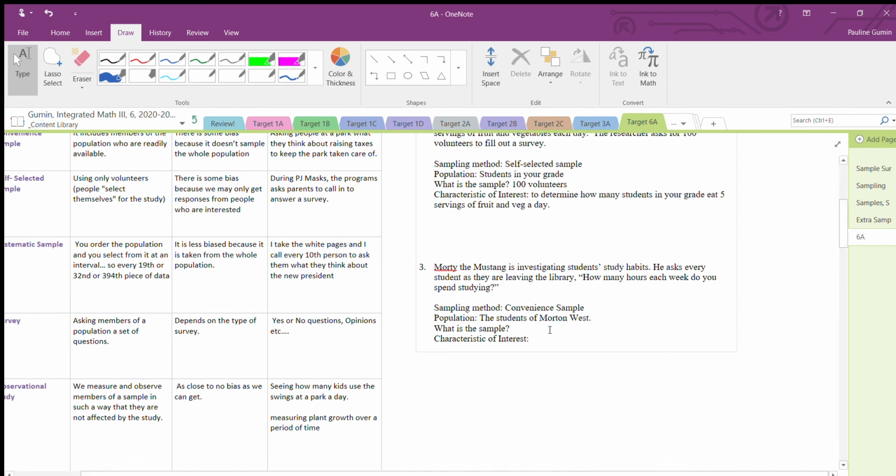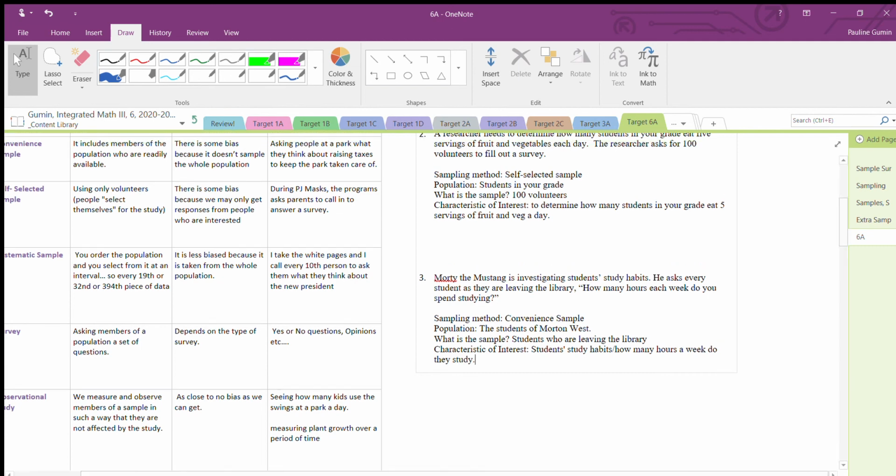The sample that he's taking is students who are leaving the library. What does Morty want to study? Students' study habits, how many hours a week do they study?